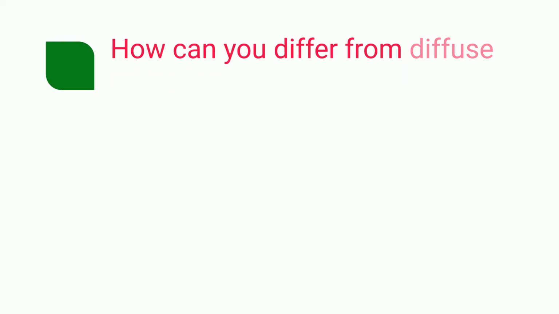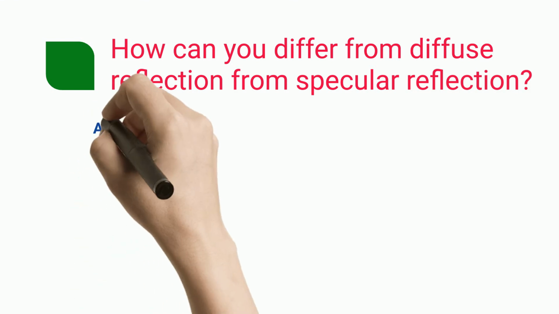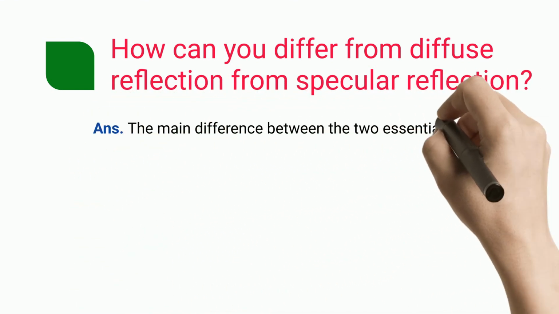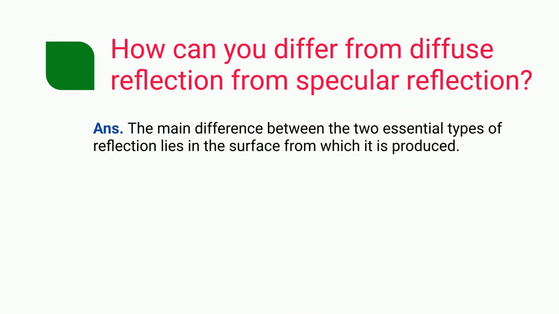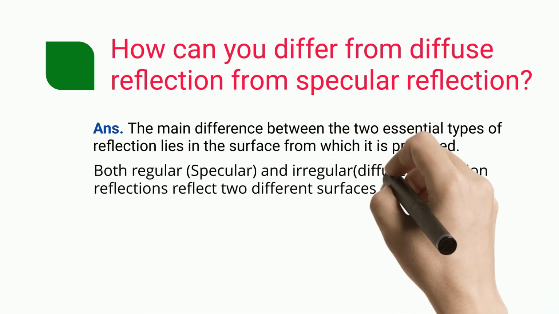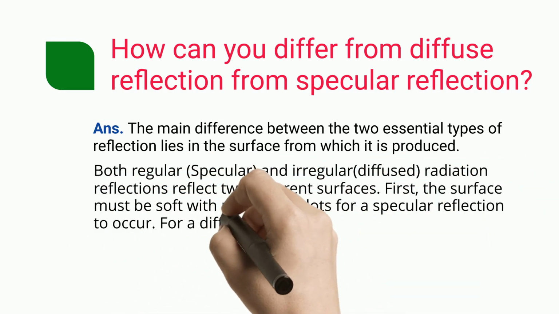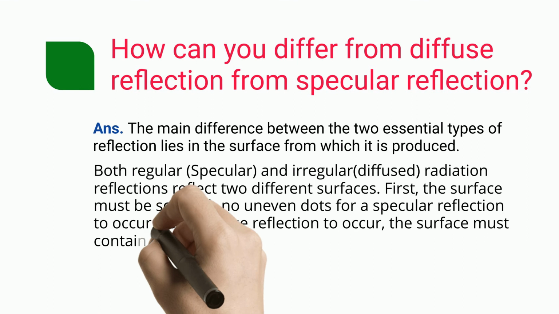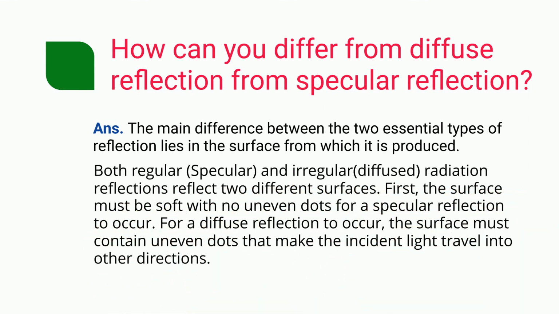How can you differ diffuse reflection from specular reflection? The main difference between the two essential types of reflection lies in the surface from which it is produced. Both regular, specular, and irregular, diffused, radiation reflections reflect from two different surfaces. First, the surface must be soft with no uneven dots for a specular reflection to occur. For a diffuse reflection to occur, the surface must contain uneven dots that make the incident light travel into other directions.